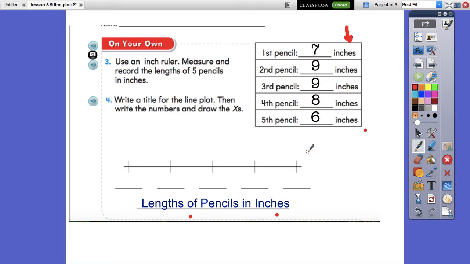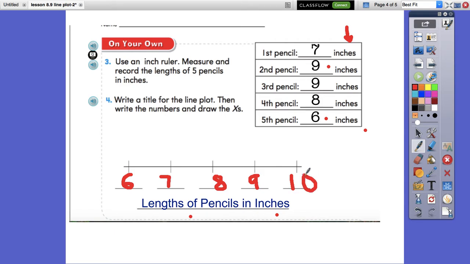So I look at my numbers. I look for my lowest number, which is a 6, and my highest number, which is a 9. So when I do my line plot, I have to put 6 over here. Then I'm going to put 7. I'm going to put 8. I'm going to put 9. And I have an extra line, so I'm going to put 10.